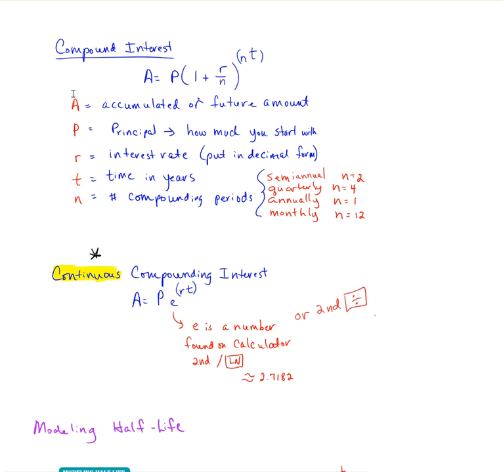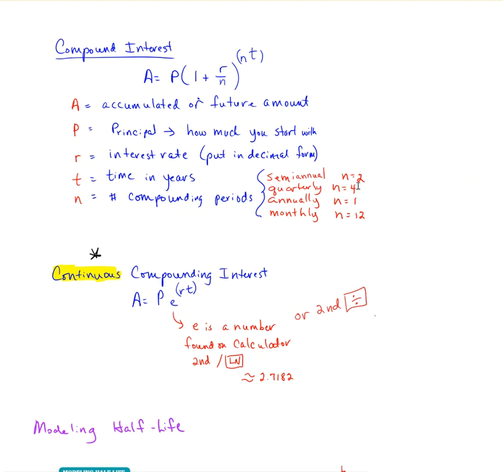Here's what each piece is. A is the accumulated or future amount. So if you put $100 in, whatever you end up with at the end, that's your A. P is the principal. That's that $100 that you started with. R is the interest rate. And say if they're doing it at 5%, you have to put it in decimal form in your formula. T is the time in years. So if you had a problem that talked about 18 months, you would have to make that 1.5 because it's in years. So remember that. N is the number of compounding periods. Like I said, you could be doing it quarterly.